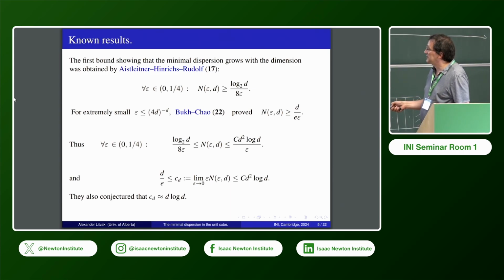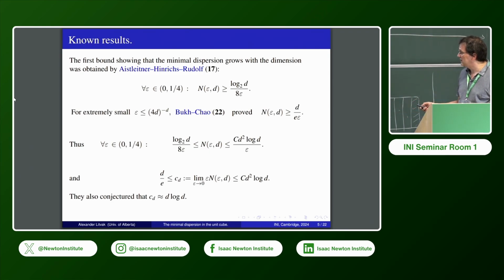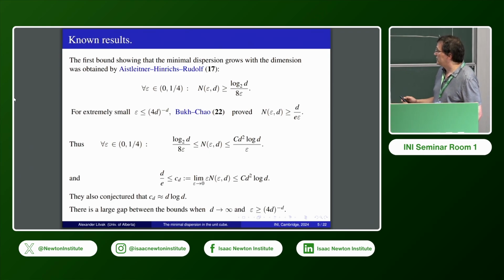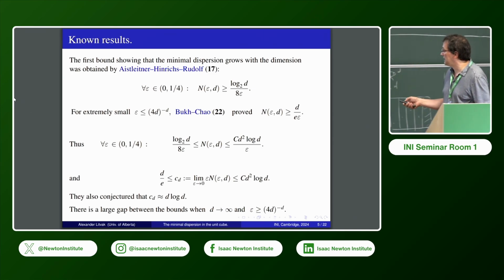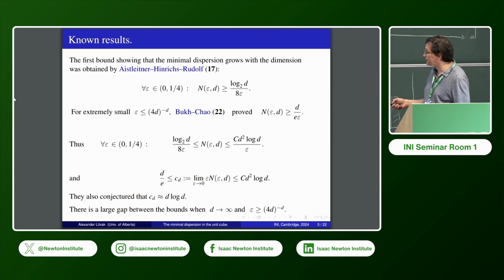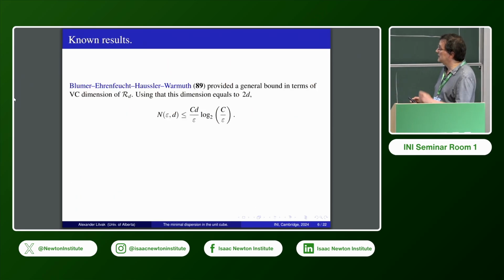And also from their methods, they have 2 steps. One step gives d log d, and the second step gives d. They suggest that probably the correct bound should be d log d. But we don't know this. And like I said, there is some gap in this bound when epsilon is not very small and d goes to infinity. So what is known in this direction?